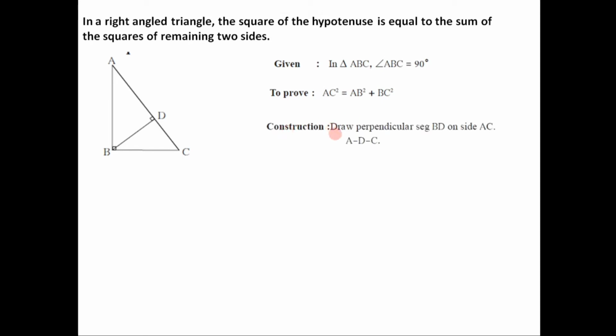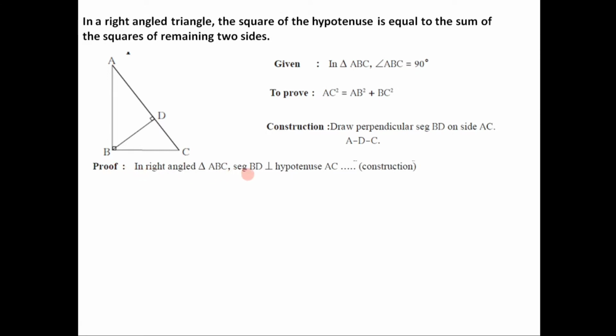Now to prove this we have to do one construction. We have to draw a perpendicular BD from vertex B to the hypotenuse AC. And by doing this we have got A, D and C collinear. Let's start with the proof.